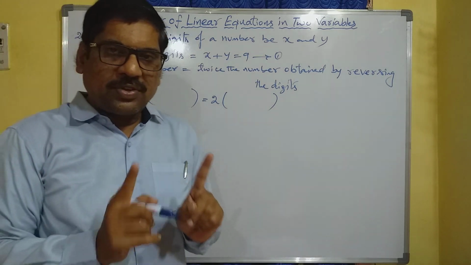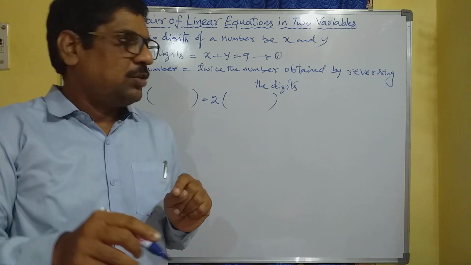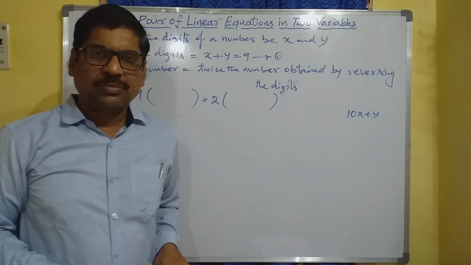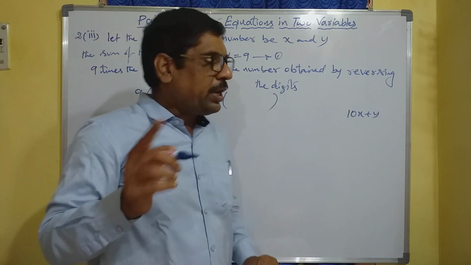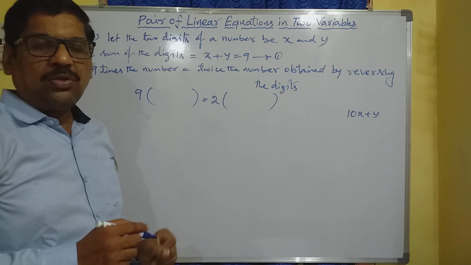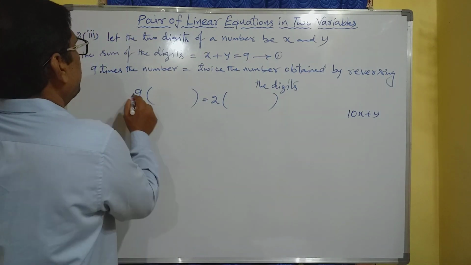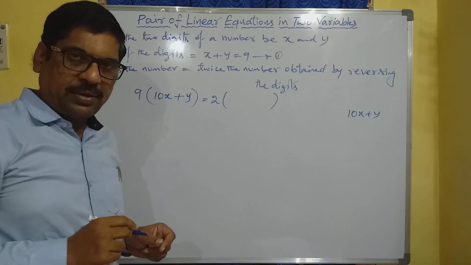We have discussed earlier, whenever you have a number having two digits, we can write that number in the form of 10x plus y, that is, 10 into tens digit plus units digit. So here the two digits are x and y. So we can take the required number as 10x plus y. So 9 times the given number means 9 times (10x plus y).